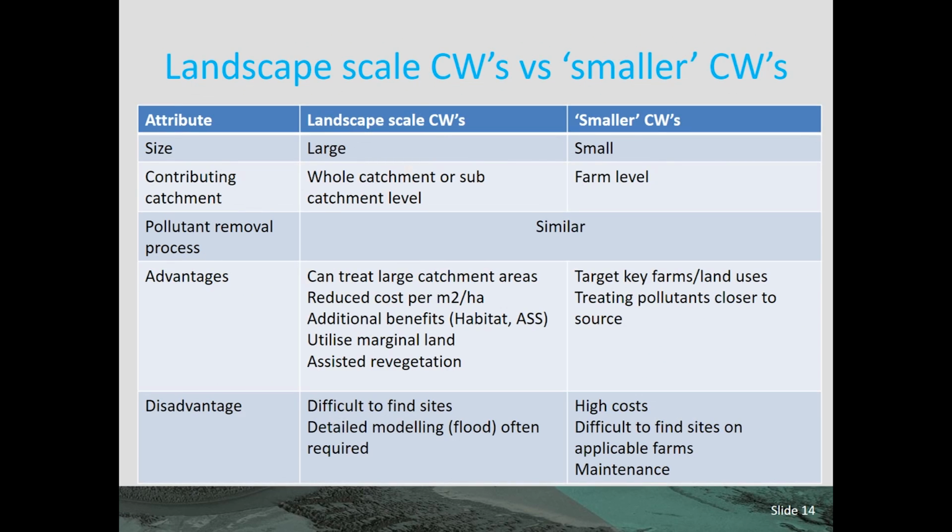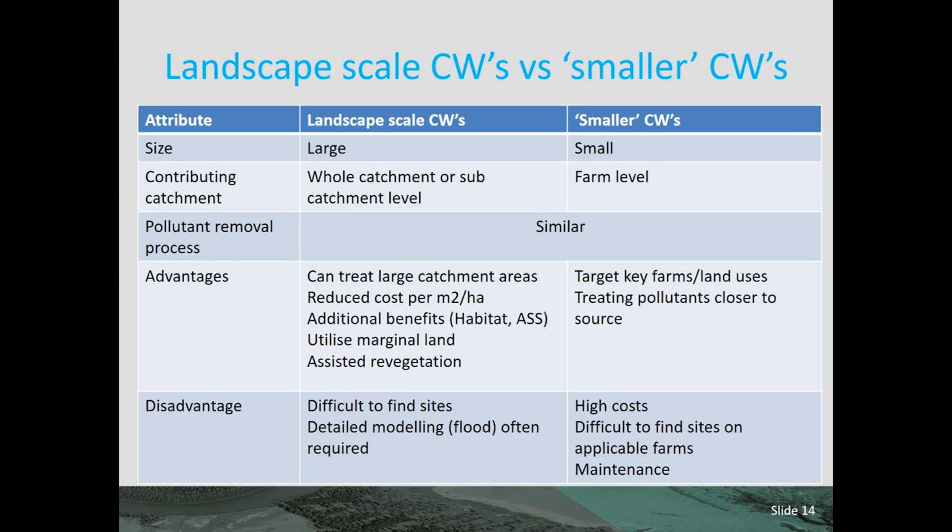If we compare them to what Peter and Tom have been talking about, just in a simple table, landscape scale wetlands are generally very large as opposed to traditional stormwater wetlands in the agricultural context. They're generally on farm level for the smaller constructed wetlands, whereas landscape scale can operate at a whole of catchment or just a very large catchment or sub-catchment level.